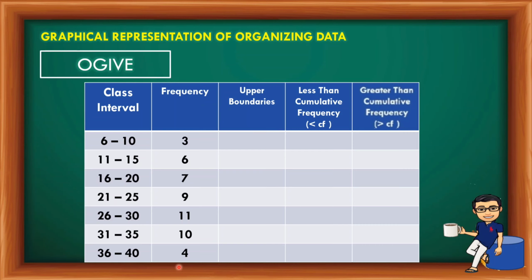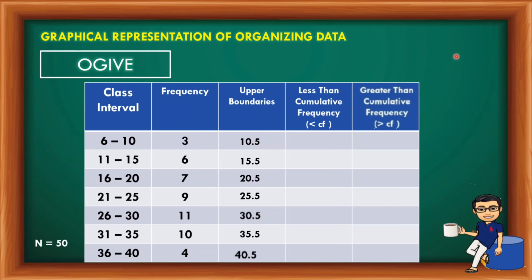0.5. So, 10 plus 0.5, that will be equal to 10.5. 15 plus 0.5, 15.5. 20 plus 0.5, that will be 20.5. 25 plus 0.5, 25.5. 30 plus 0.5 is 30.5. 35 plus 0.5 is 35.5. And 40 plus 0.5 is 40.5. So, iyan ang ating magiging x-axis.